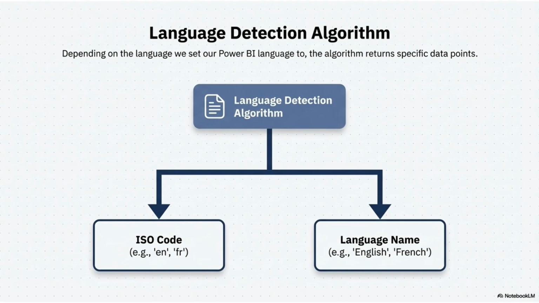Now imagine your data comes from different countries. You might have English, Spanish, French all mixed together. This is where language detection comes in. The algorithm analyzes the text and identifies the language. As you can see on the slide, it outputs ISO language codes and language names. This is important because you can't analyze text properly if you don't know the language first.